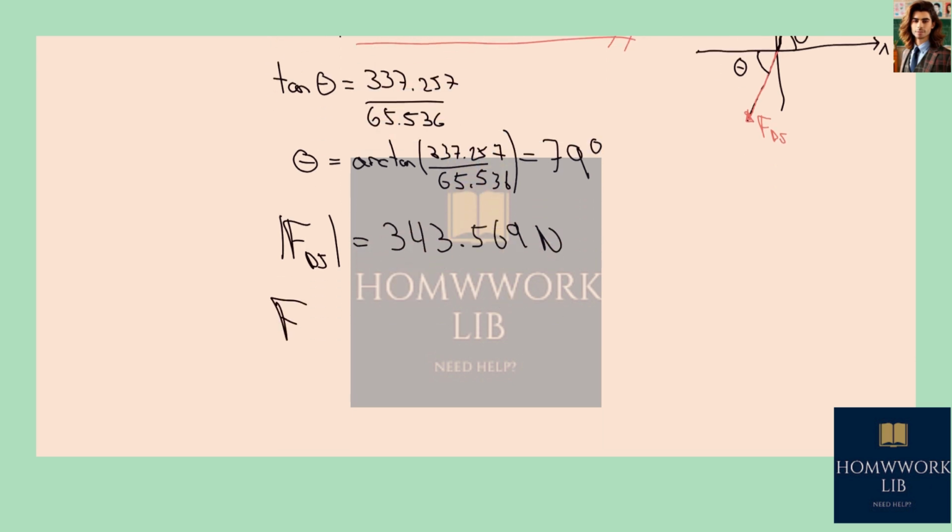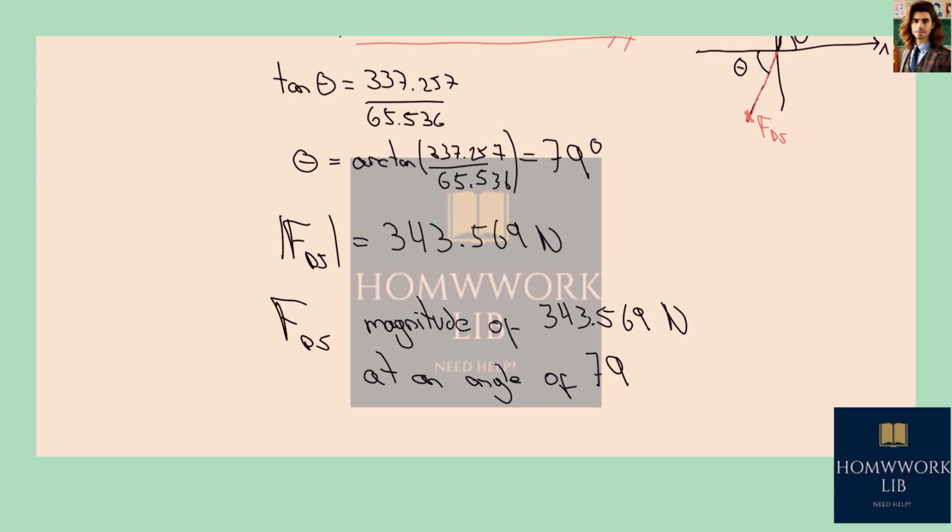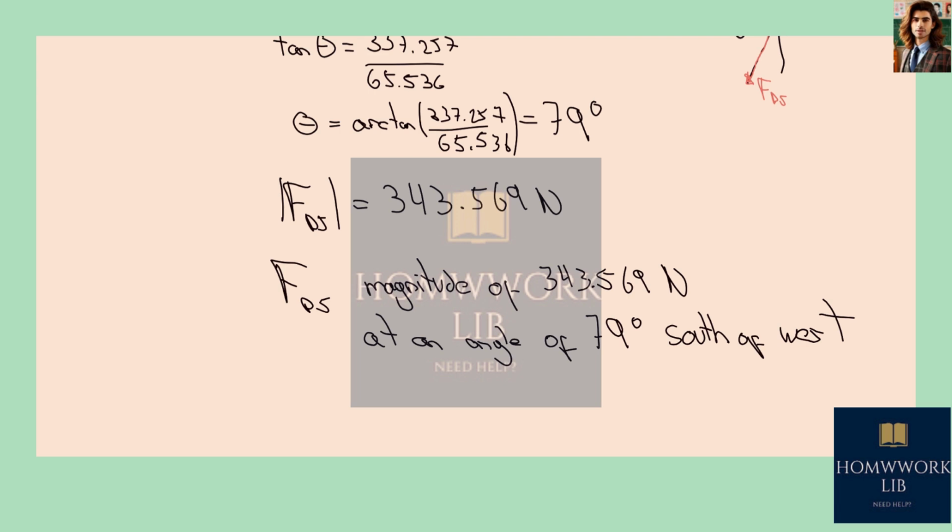So the force coming from David and Stephanie is going to have a magnitude of 343.569 newtons at an angle of 79 degrees south of west. And with that, we are done with the problem. We know the direction and the magnitude, even though we were only asked about the magnitude in this case.